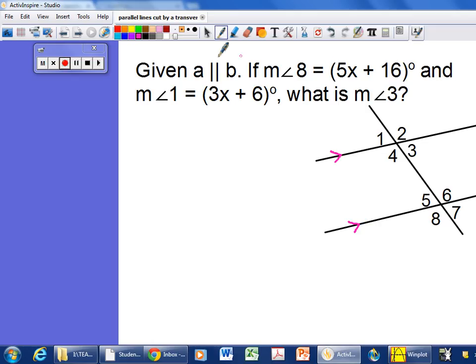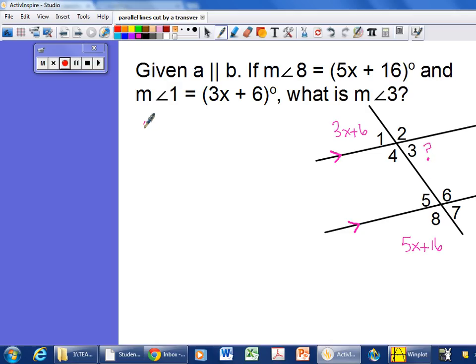Measure of angle 8 is 5x plus 16. Where's 8? Here it is. 5x plus 16 out here. And measure of angle 1 is 3x plus 6. And once again, what is the measure of angle 3?